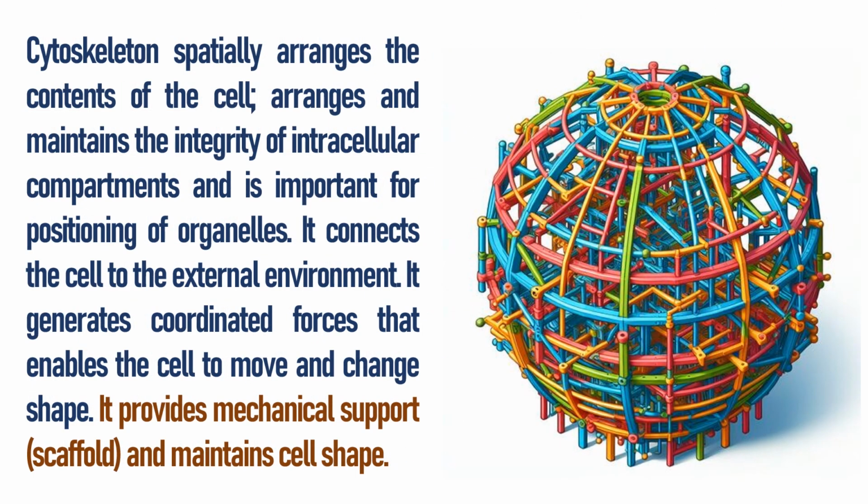Cytoskeleton spatially arranges the contents of the cell, arranges and maintains the integrity of intracellular compartments, and is important for positioning of organelles. It connects the cell to the external environment. It generates coordinated forces that enables the cell to move and change shape. It provides mechanical support and maintains cell shape.